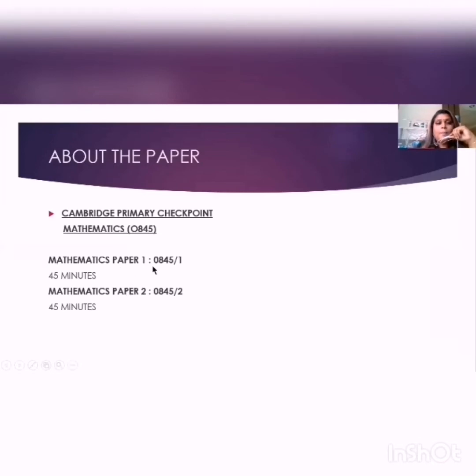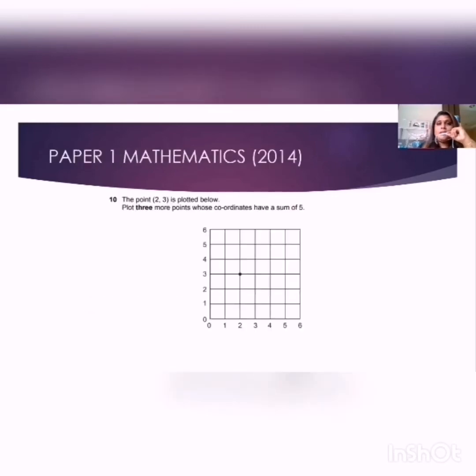For paper 1, the code for this paper is 0845/1, and the duration given for this paper is 45 minutes. And for paper 2, the code for this paper is 0845/2, and the duration given for this paper is 45 minutes as well. Now let's see how to answer checkpoint questions. All the questions here were taken from past year papers.